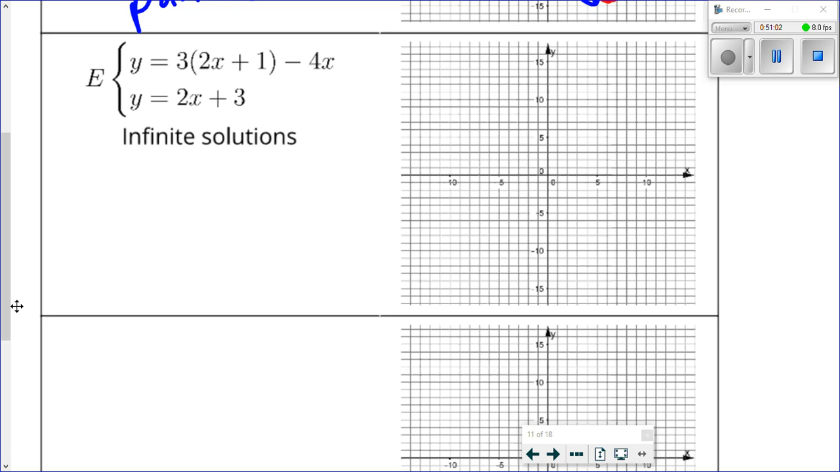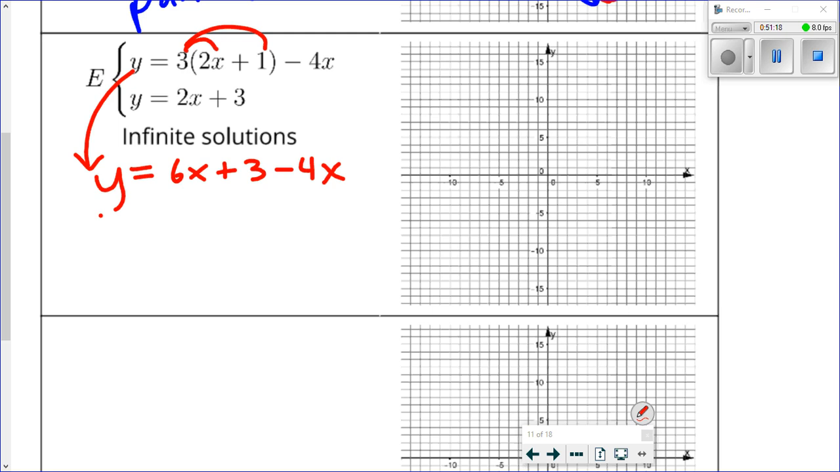So let's do some rearranging here to the top equation so we can get it into slope-intercept form. So I'm going to distribute my 3. So now I have 3 times 2x, which is 6x. 3 times 1 gives me 3, minus 4x. Then I'm going to go ahead and combine my x terms. So 6x minus 4x gives me 2x plus 3.